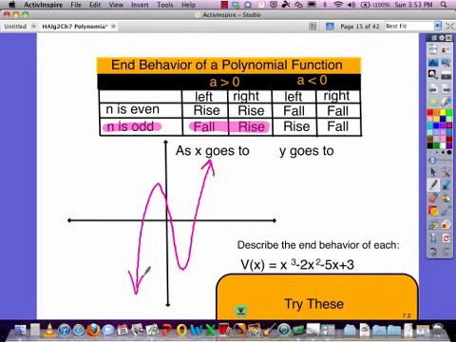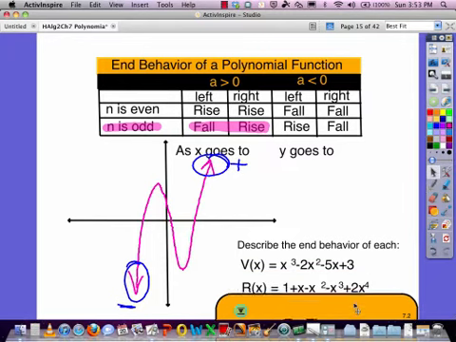To check it, you're asking, what do we need to do? It is falling on this end, and it is rising on this end. And that's all I'm looking at. I'm not looking at what goes on in between. I'm looking at the end behavior, the arrows.